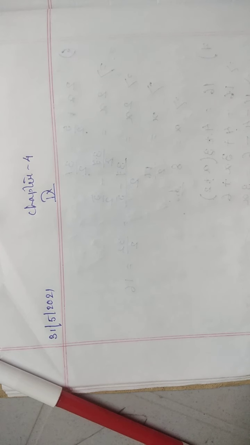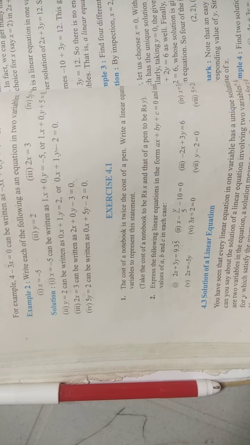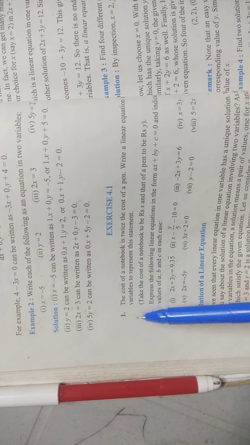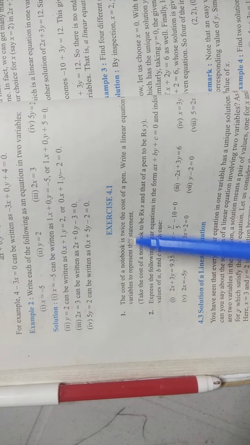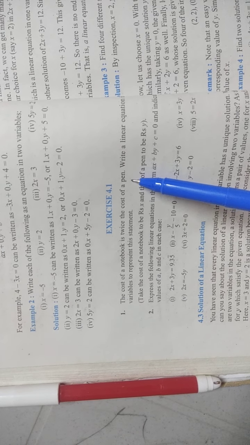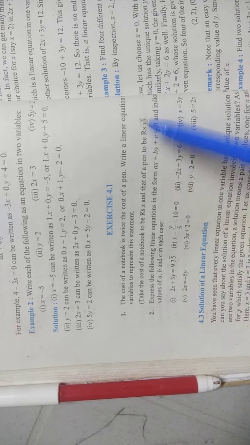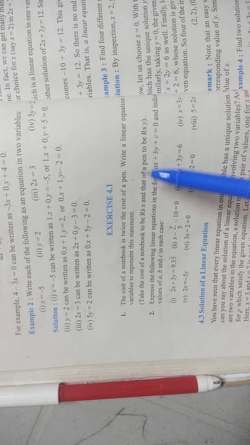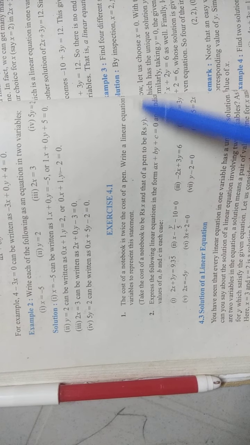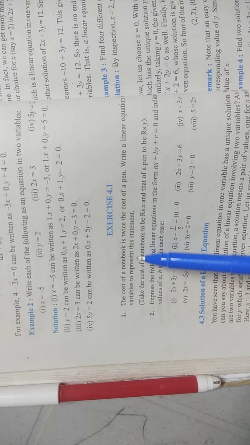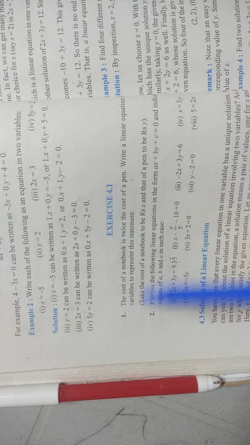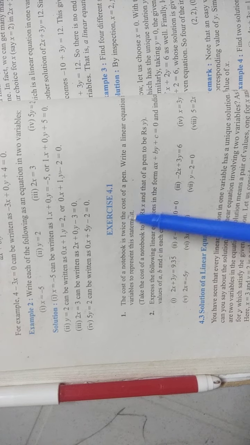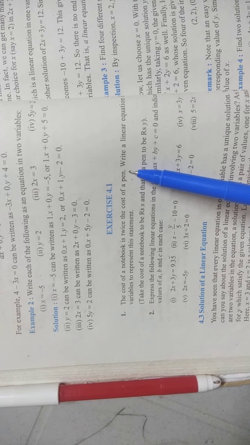Dear students, chapter 4, exercise 4.1. If the cost of a notebook is twice the cost of a pen. So this type of question you have to make an equation using the variables, okay? Write a linear equation with two variables to represent the statement. The cost of notebook is twice the cost of pen.